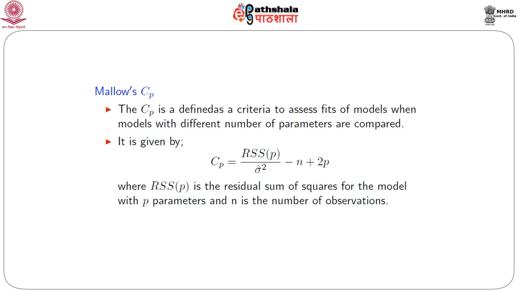The CP of Mallows CP criteria is defined as a criteria to assess fits of model when models with different number of parameters are compared. The mathematical form of the CP is given by RSS_p divided by sigma hat square, minus n plus 2p, where residual sum of square p, or RSSP as written here, denotes the residual sum of square from a model with p number of predictor variables, n is the number of observations, and sigma hat square is the error sum of squares.